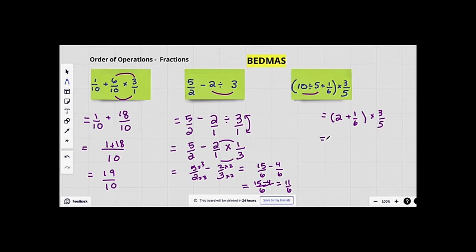Okay, so we still have our bracket, but now we have a whole number. What did we just say about whole numbers? Whole numbers always go over 1, and the idea is to have both numbers in the same type, the same format. So we're dealing with fractions, we want them to both be in a fraction format. So this is going to be 2 over 1 plus 1 over 6 times 3 over 5, because we just keep bringing that number down.